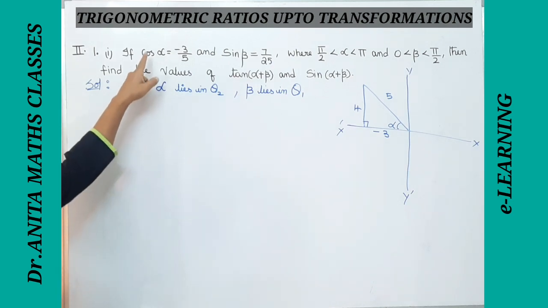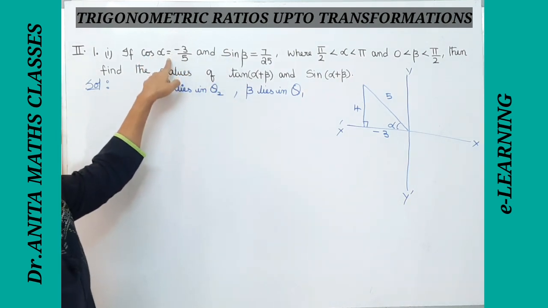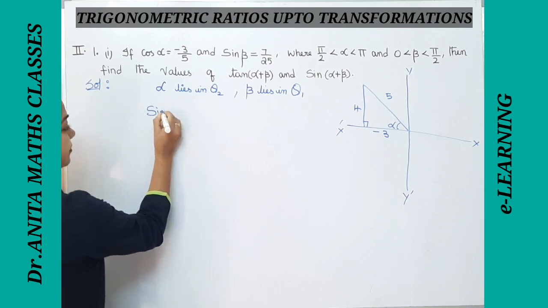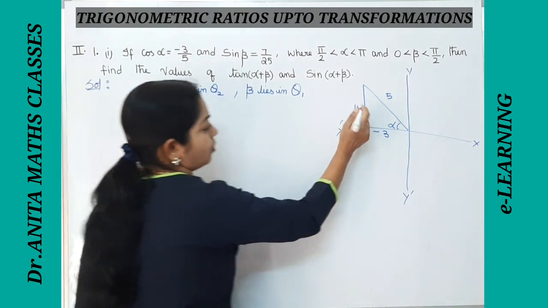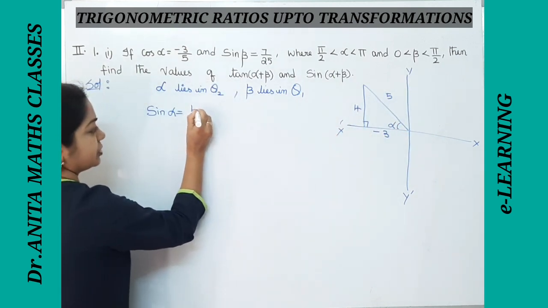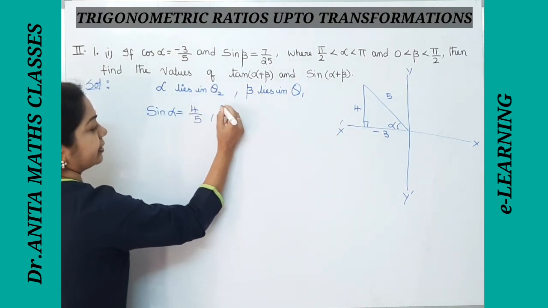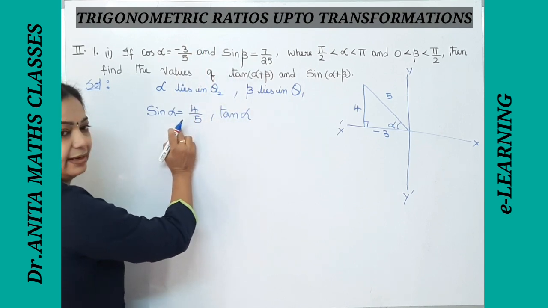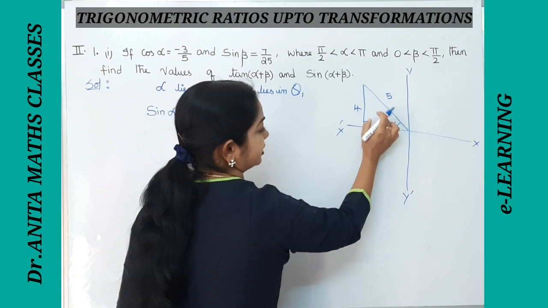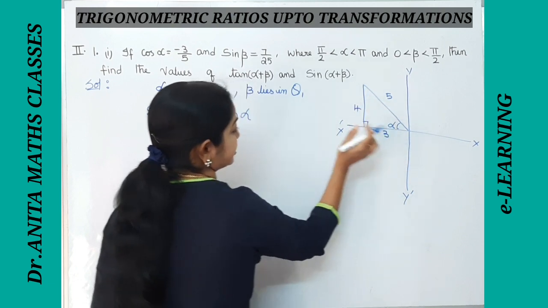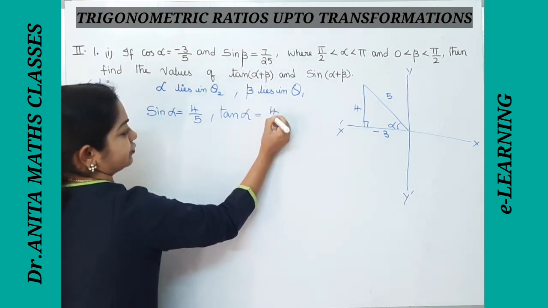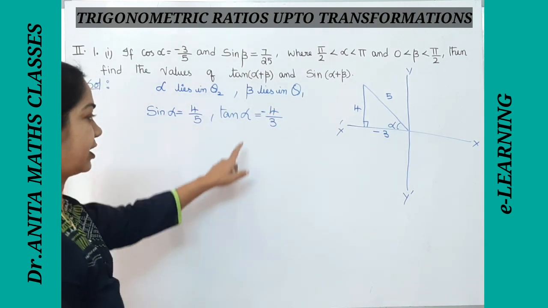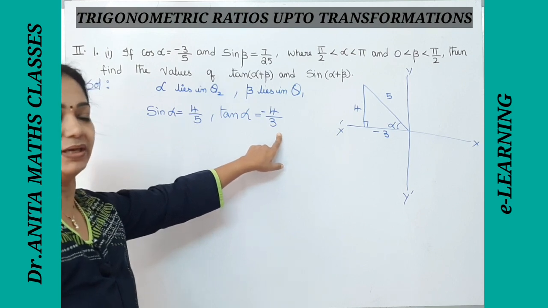And from cos alpha we can find out sin alpha. Sin alpha is opposite by hypotenuse, so that is 4 upon 5. And tan alpha I can find. We know these two values, you can find tan alpha. Or from the diagram also we can find opposite by adjacent. So 4 by minus 3, so the minus will come to the above, it is given to the whole fraction. So tan alpha is minus 4 by 3.